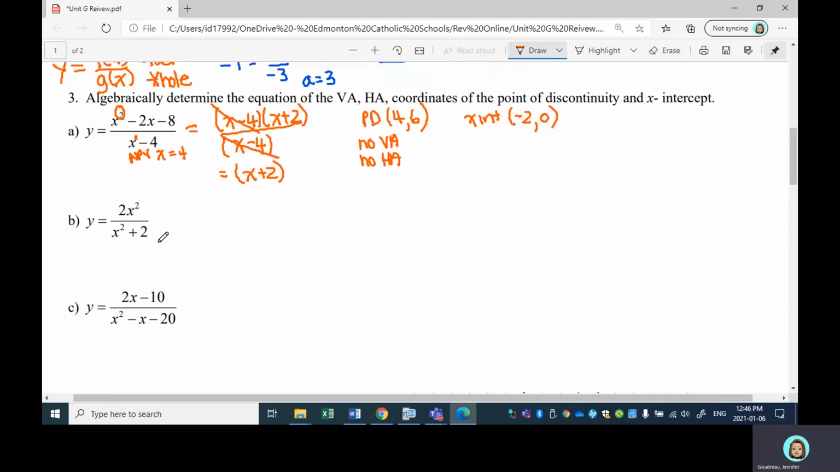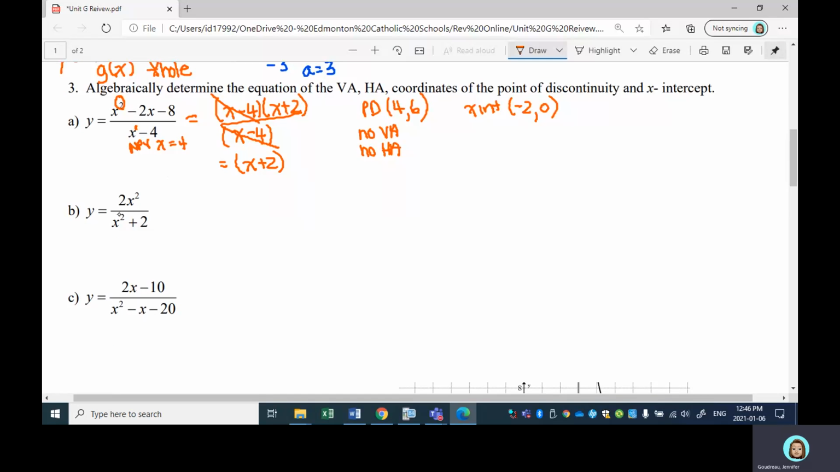In part B, we don't have any factoring to do. I can't factor 2x squared. It's a monomial. And I can't factor x squared plus 2. We don't factor the sum of squares. So what ends up happening here, even if we look at this, this doesn't have any non-permissible values. If we try to set this equal to 0 and solve for x, we'll get no solution. So there are no NPVs here, which automatically means there would be no hole or point of discontinuity. There is going to be no vertical asymptote.